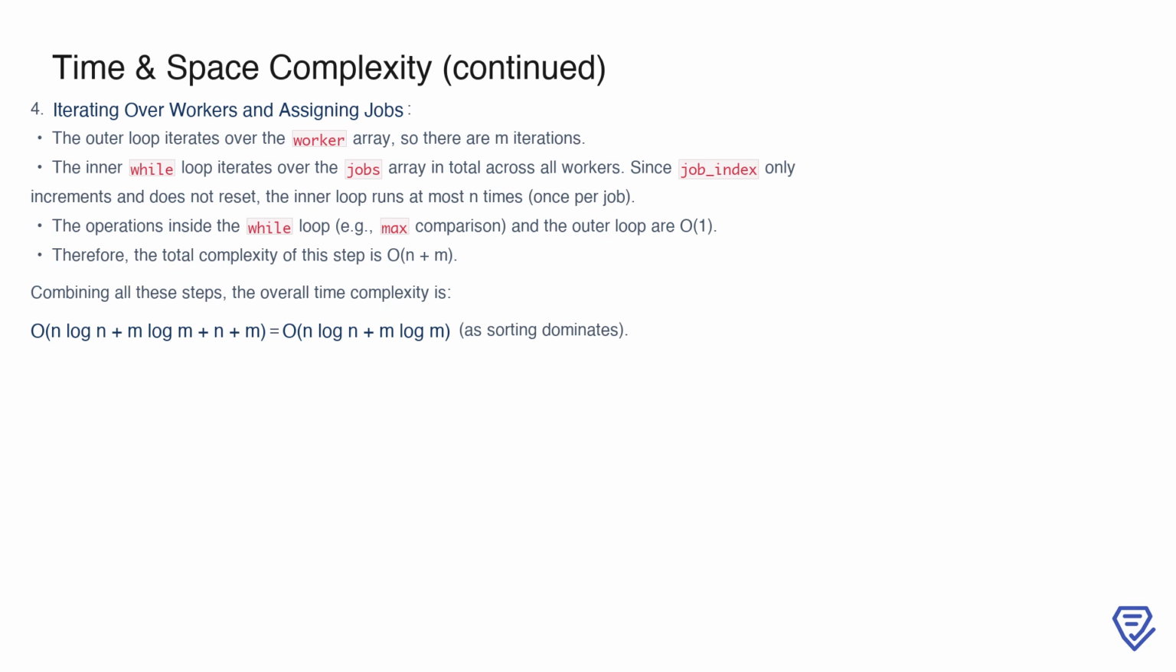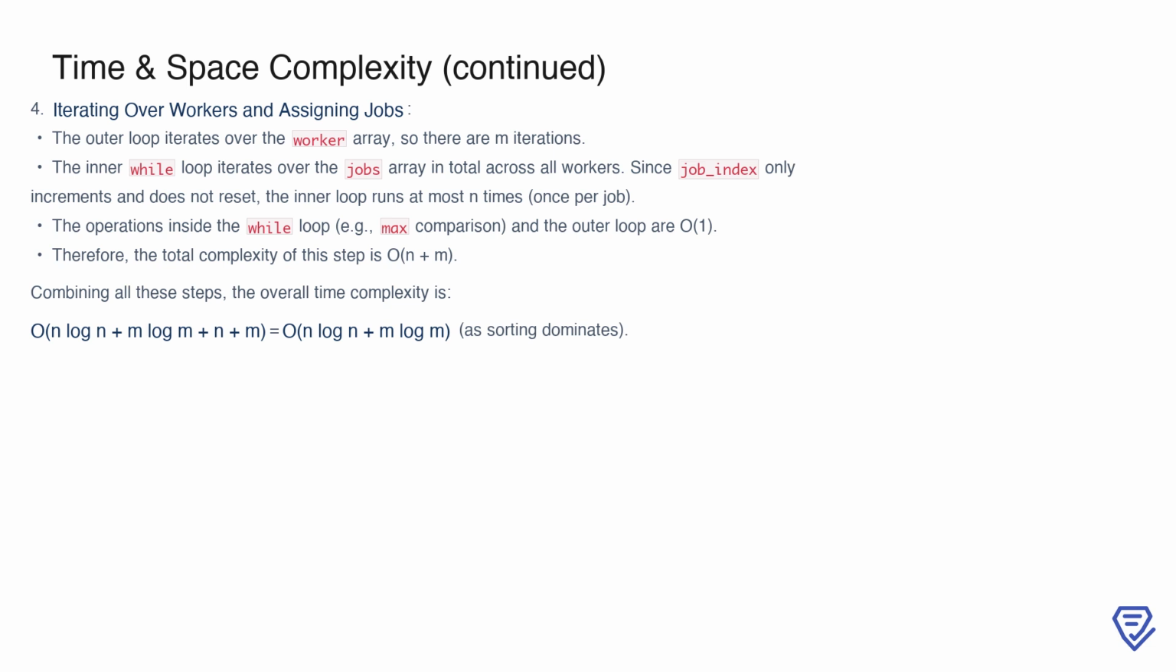Now, let's look at the process of assigning jobs to workers. For each worker, we iterate through the worker array, which involves m iterations. Within this loop, we also traverse the jobs list to find the maximum profit achievable by that worker. Importantly, the inner loop doesn't reset for each worker, instead, it continues from where it left off, ensuring that the total number of iterations across all workers is at most n, the size of the jobs list. Operations inside these loops, such as comparisons and updates, are constant time, O(1). Combining these, the complexity of this step is O(n + m).